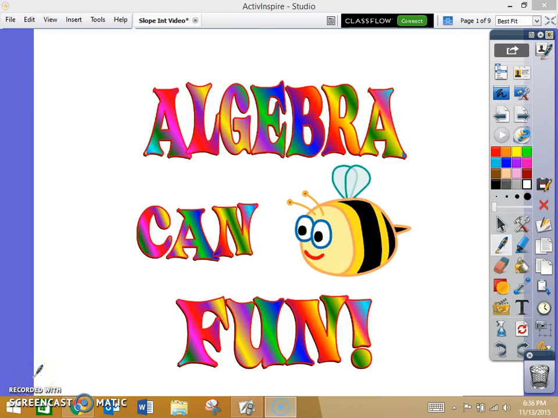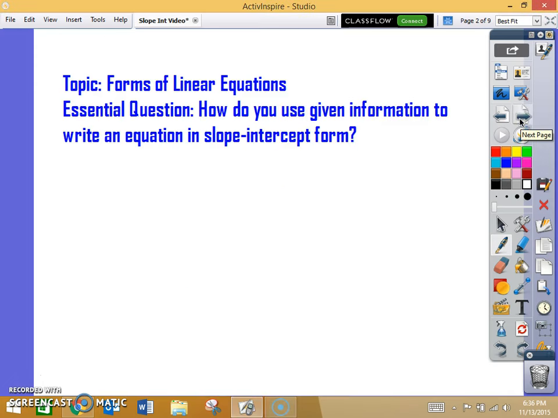All right, everyone, welcome to another riveting day of Algebra 1. Today you will be taking Cornell notes, so you should already have your notebooks on your desk so that we can get started. Your topic for today is forms of linear equations. Your essential question is, how do you use given information to write an equation in slope-intercept form?